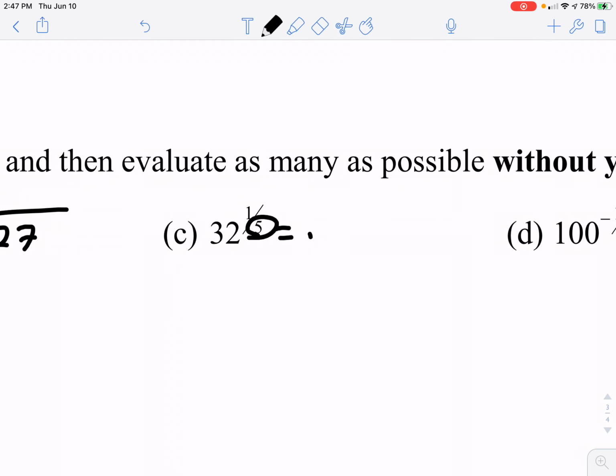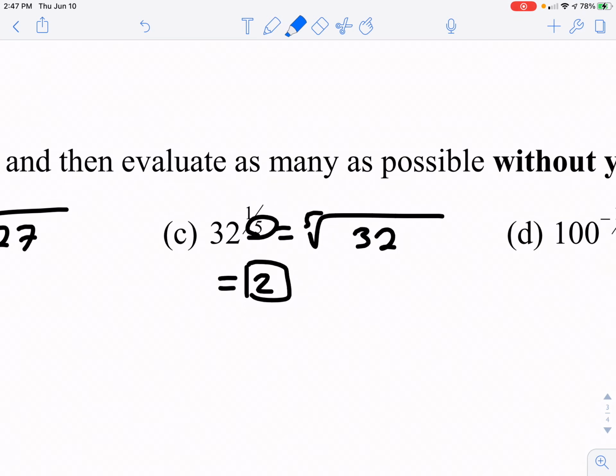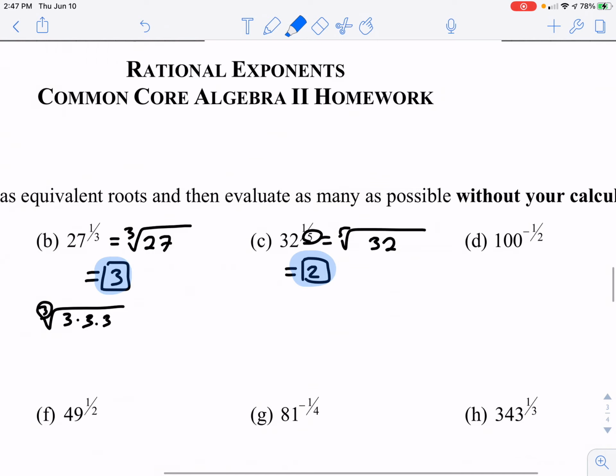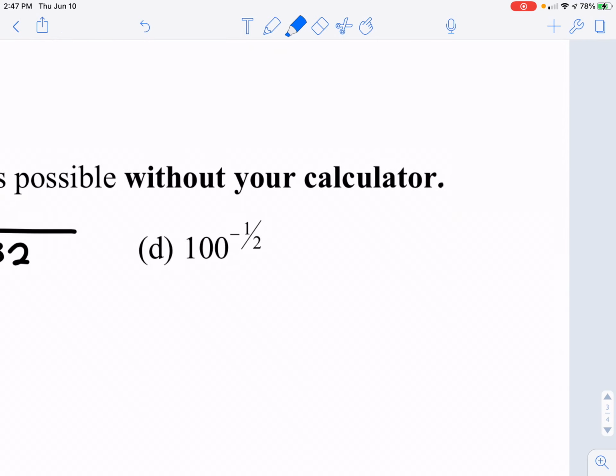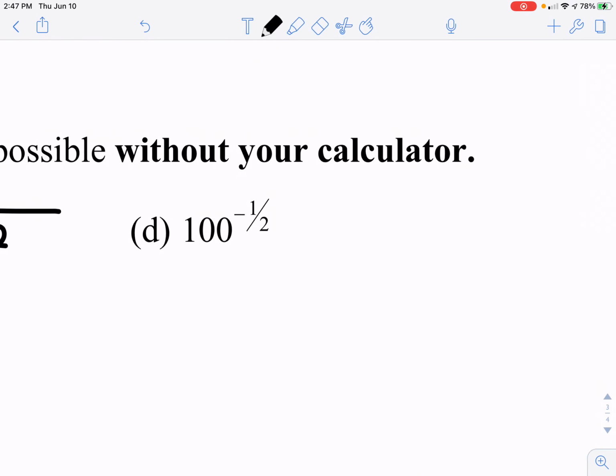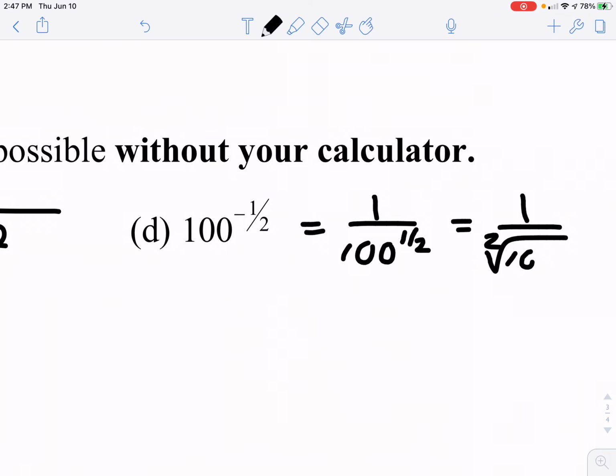This would be the 5th root of 32. So what number times itself 5 times gives you 32? That would be 2 also. And D, 100 to the negative 1/2 power should be rewritten as 100 to the positive 1/2 power first, which is 1 over the square root of 100, which is 1/10.